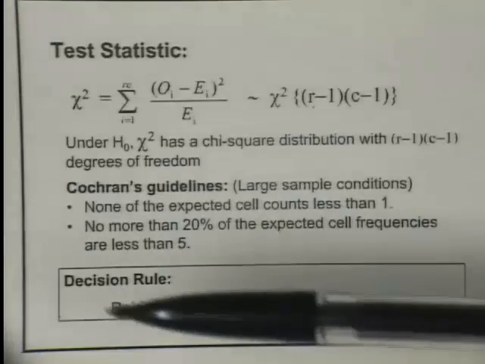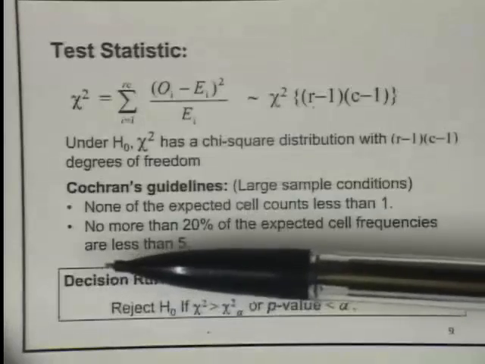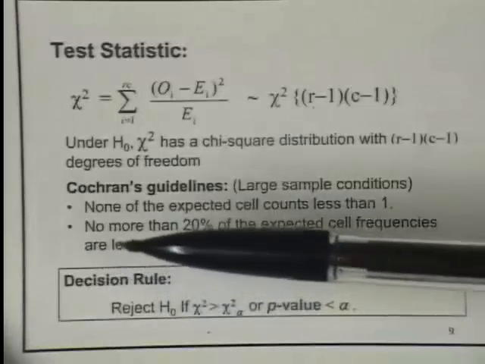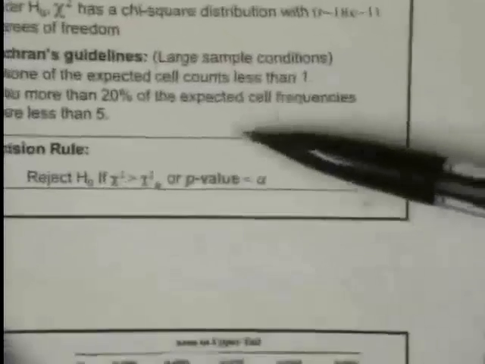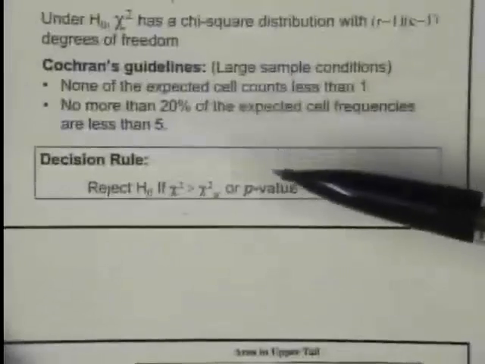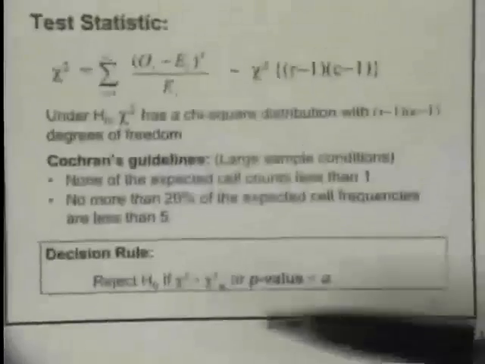And that is none of the expected cell counts are less than 1, right? So when we do this study, all the expected cell counts are greater than 1, so that's good, okay? And then no more than 25% of the expected cell frequencies are less than 5.